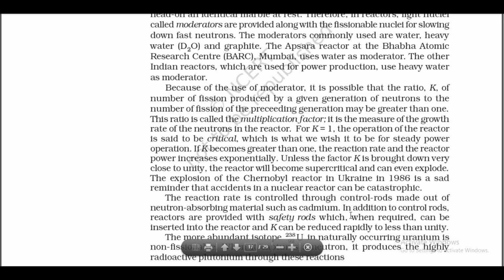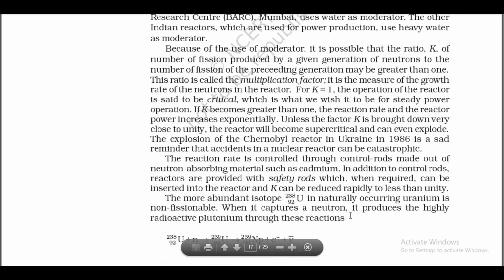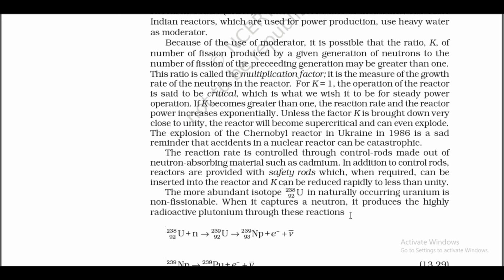Because of the use of a moderator, it is possible that the ratio K of the number of fissions produced by a given generation of neutrons to the number of fissions of the preceding generation may be greater than 1. This ratio is called the multiplication factor. It is the measure of the growth rate of neutrons in the reactor. For K equal to 1, the operation of the reactor is said to be critical, which is what we wish it to be for steady power operation.